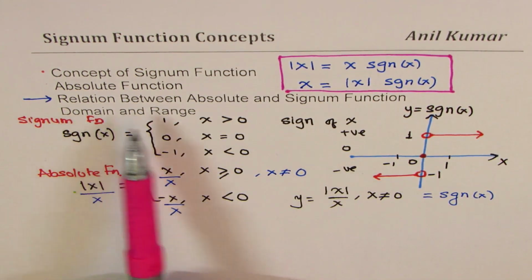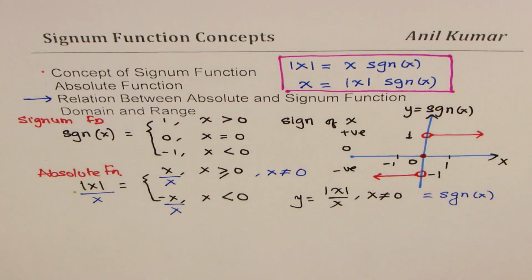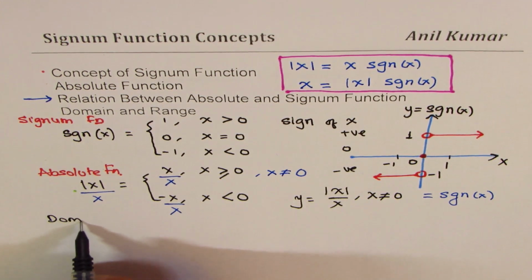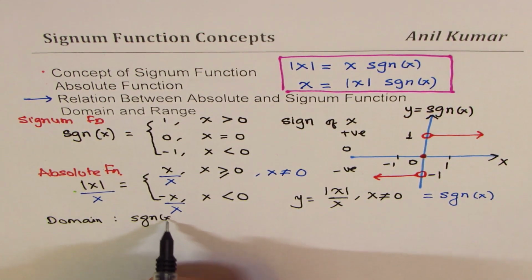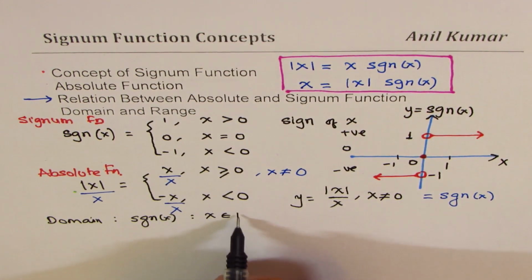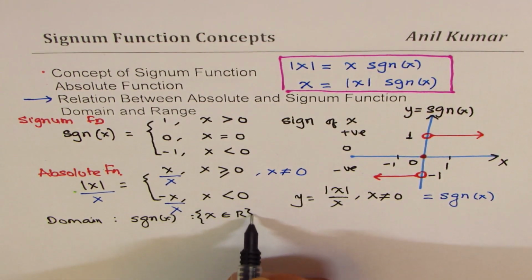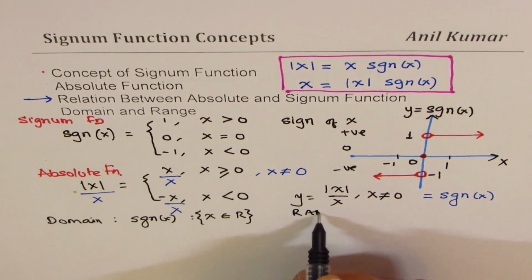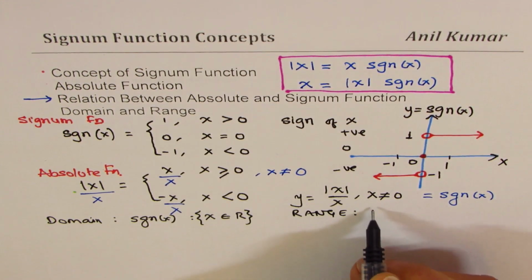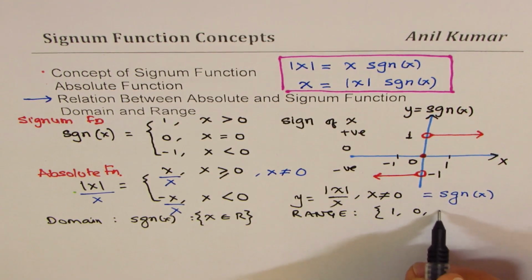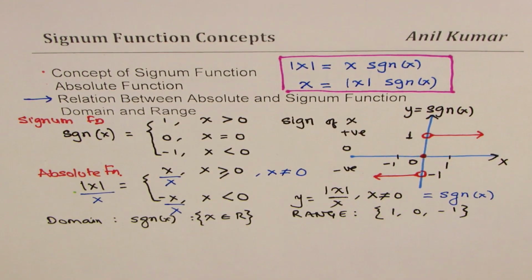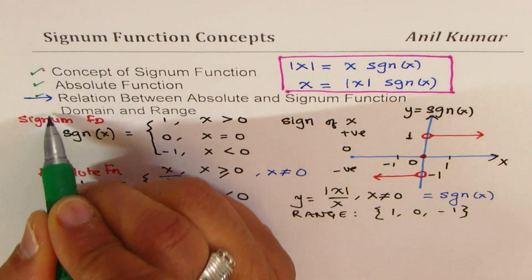Let's also talk about domain and range. So in general, as you can see very clearly here, what is the domain of the function? Domain of, we're talking about Signum function, is x belongs to real numbers, correct? Now, as far as the range is concerned, it could have only three values. Either it could be +1, 0, or -1. Is that clear? Right.